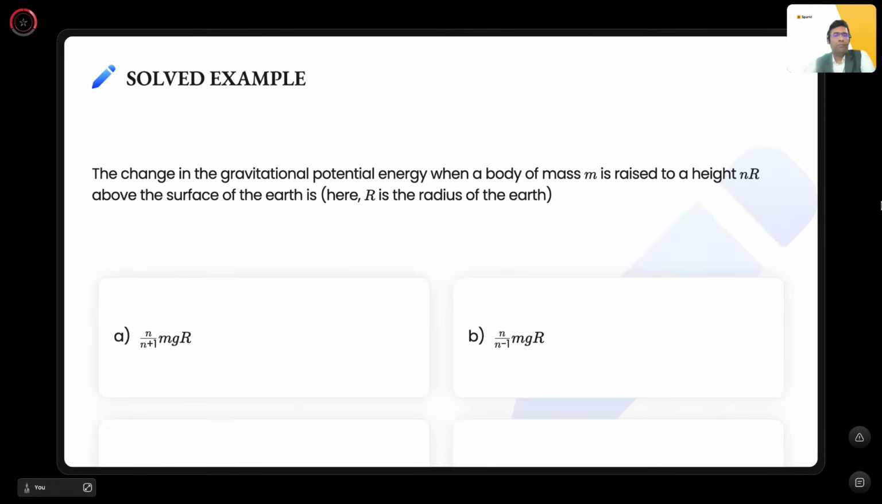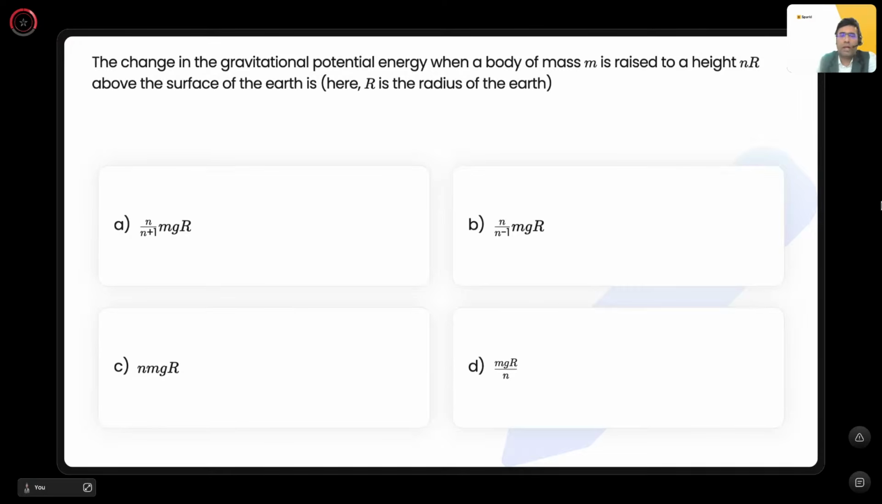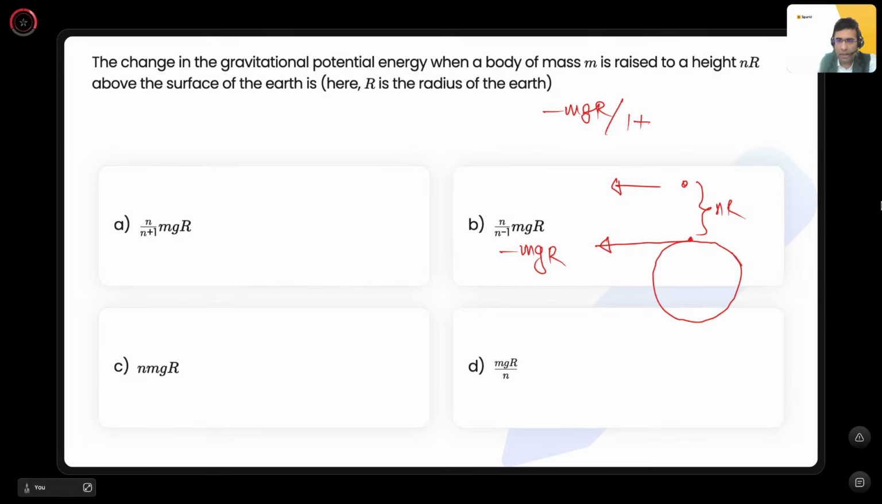The change in gravitational potential energy when a mass m is raised to a height nr above the surface of earth is. So let's draw it. Potential energy here on the surface will be minus of mgr. हमें पता होना चाहिए फॉर्मूला. At height nr, its formula will become minus of mgr upon 1 plus h upon r, and h is nr upon r. Sorry.